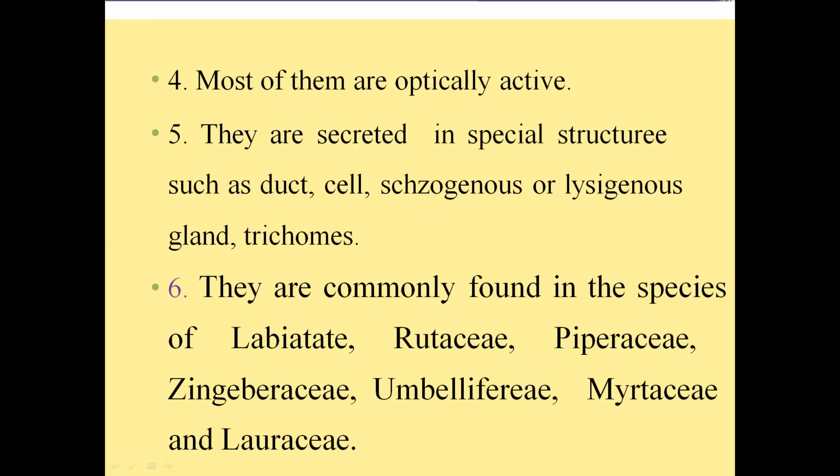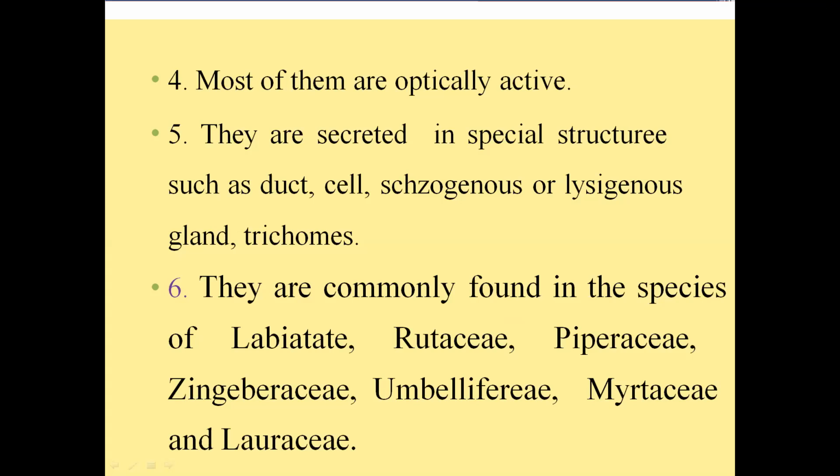Next, most of them are optically active. Optically active means they can rotate the plane of polarized light either to the left or the right, and on the basis of that they are known as dextrorotatory and levorotatory. Next property is that they are secreted in special structures such as ducts, cells, cystogenous or lysogenous glands, and trichomes also. Next, they are commonly found in species of certain families.